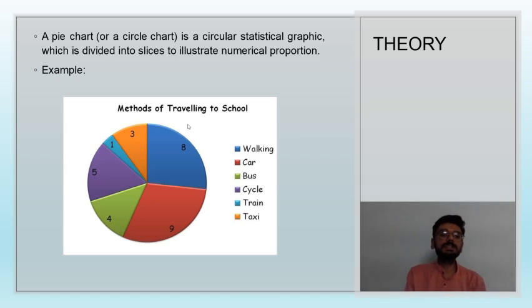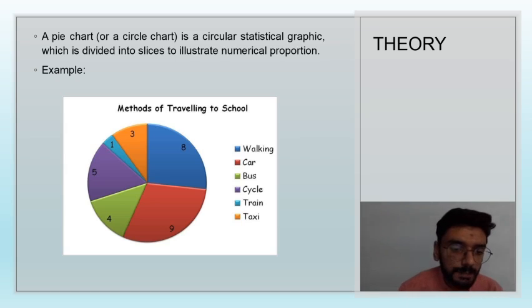A pie chart or a circle chart is a circular statistical graphic which is divided into small slices to illustrate numerical proportion. Now, as you can look at this presentation, there are numerous methods of traveling to school given in this pie chart. All of them are represented by different colors.